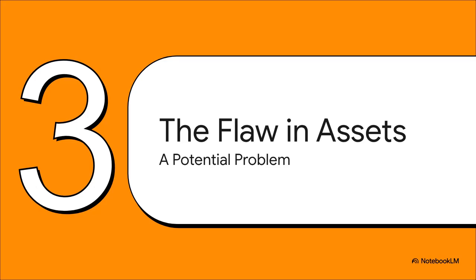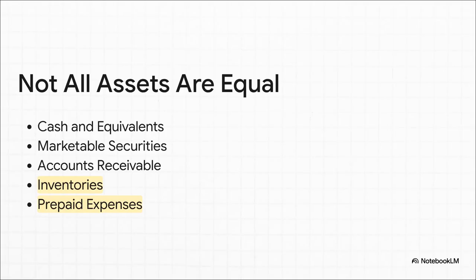See, the current ratio has a big weakness. It treats every single current asset as if it's equally useful for paying this month's bills. But is that really true? When you actually lift the hood and look at what's inside current assets, you realize it's a real mixed bag. I mean, cash is king, obviously. Marketable securities and accounts receivable are also pretty close to cash. But then you get to these other two, inventories and prepaid expenses. And these are the ones we really have to be careful about.